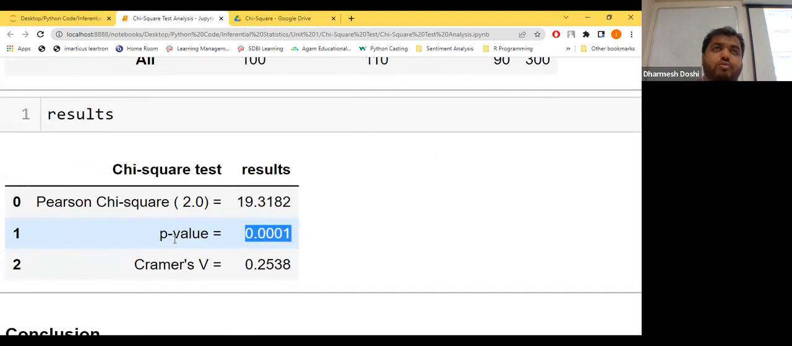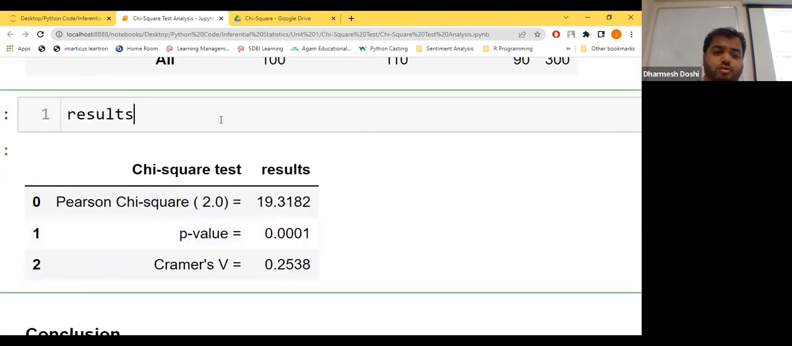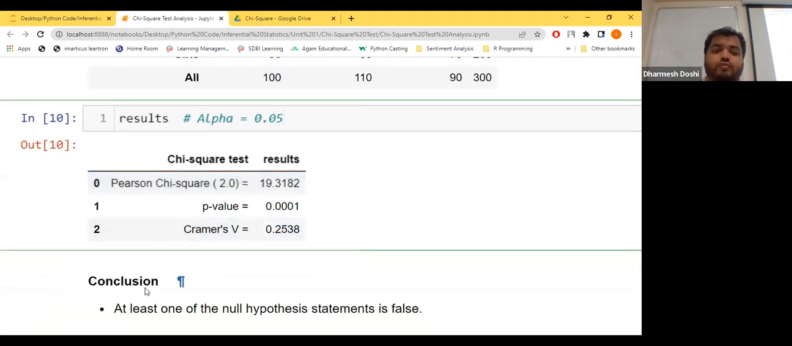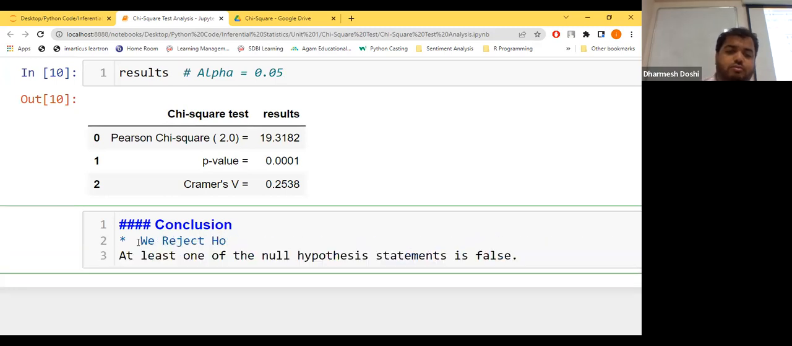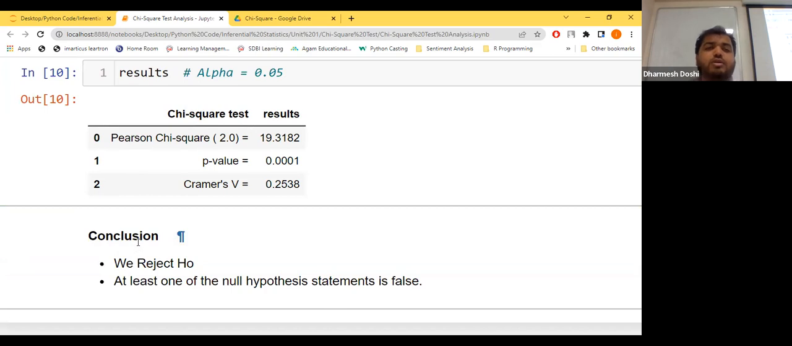What should we do? How much alpha do we take? So can I say p-value is less than alpha? So we reject this. Clear? Is this one easy, guys, or difficult to understand?